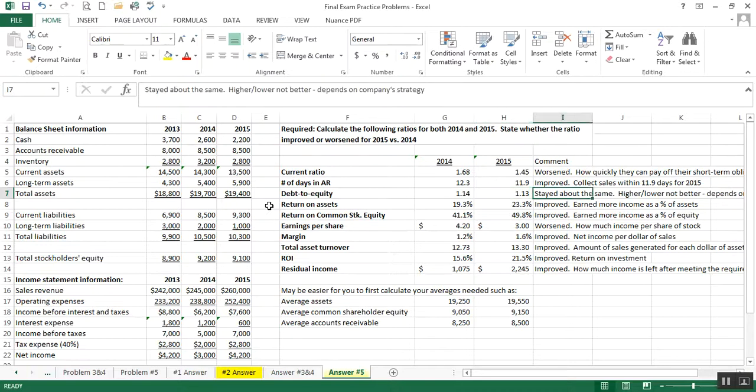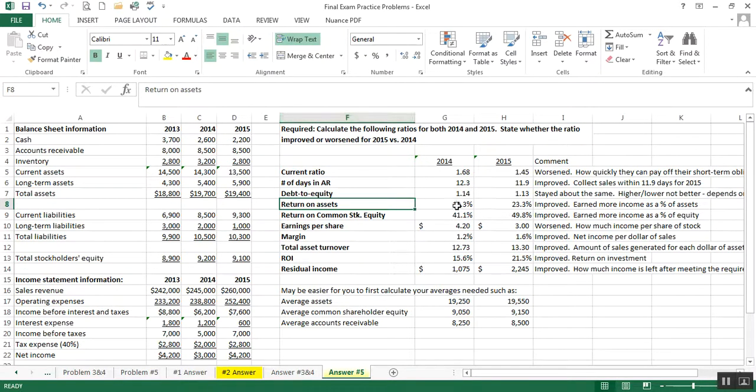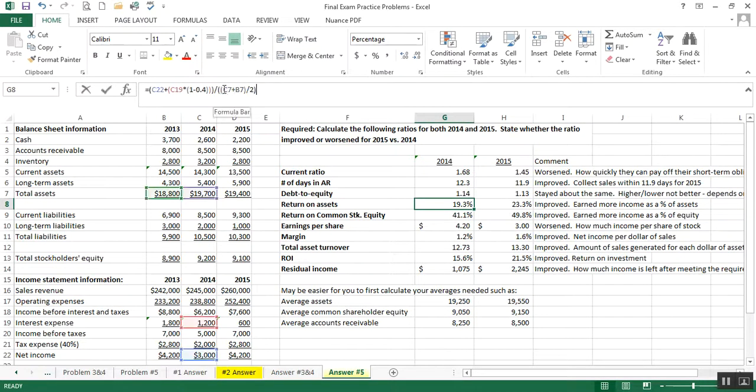It stayed about the same, and it's not that higher or lower is better. It really depends on the company's strategy and how much debt they want to finance, how much of their company they want to finance through debt versus equity. Return on assets is going to look at, we're going to divide this by our average assets.